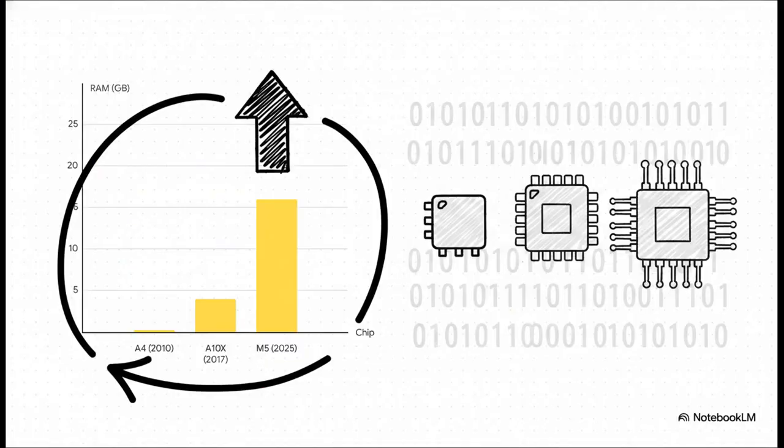Guys, the leap in raw memory capacity here is just staggering. The original A4 chip back in 2010 had just 256 megabytes of RAM. By 2017, the A10X pushed that up to 4 gigabytes. And by the time we hit the M5 chip, we're seeing up to 16 gigabytes of unified memory. That means the processor and graphics share the exact same hyperfast memory pool. Do the math on that really quick. Jumping from 256 megabytes to 16 gigabytes is a 64 times multiplier in memory capacity in just a decade and a half. That is the kind of leap that fundamentally redefines what a device can even do.